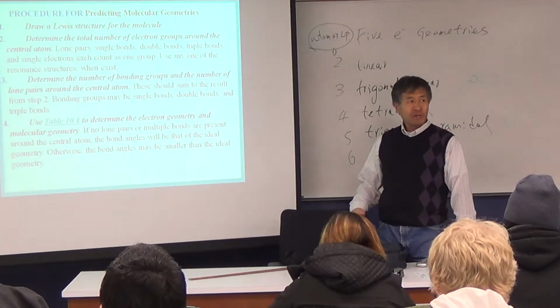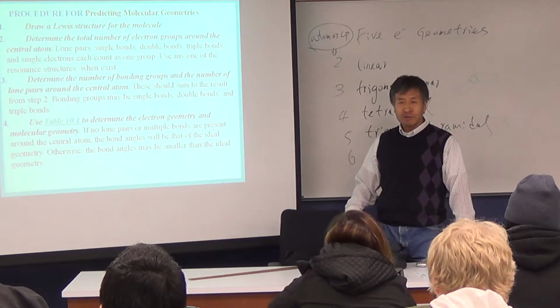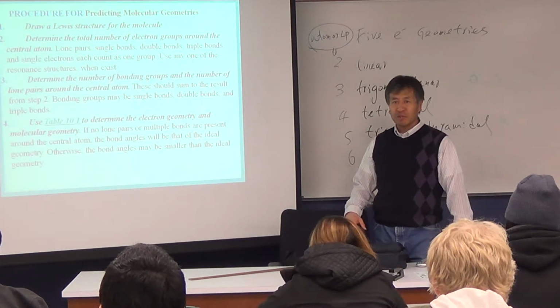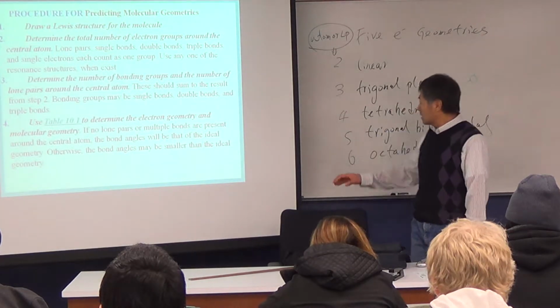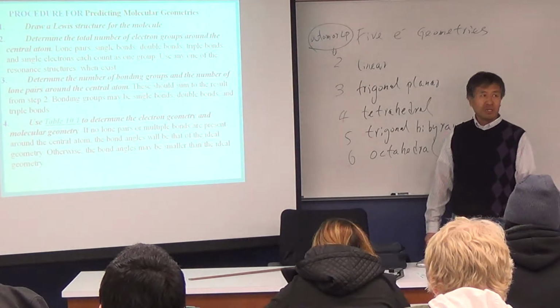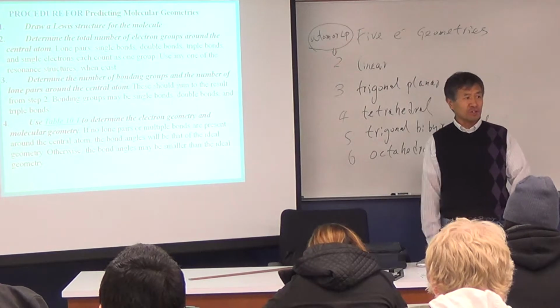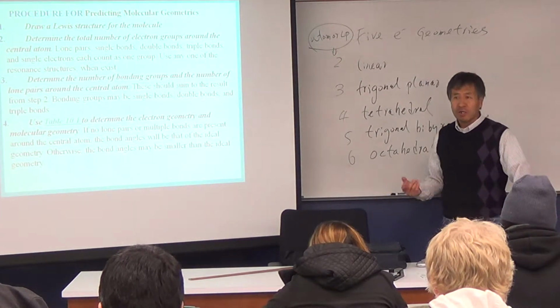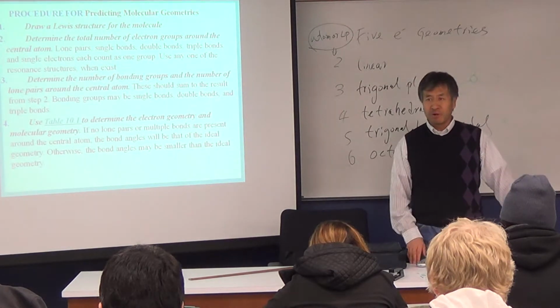If you have 1 lone pair, take 1 corner away, and then you remember what corner you can take away. For some of those 5 geometries, you can take any corner away, the first corner. But for this trigonal bipyramid, remember to take the one from the middle.